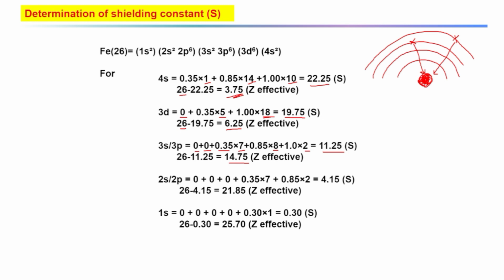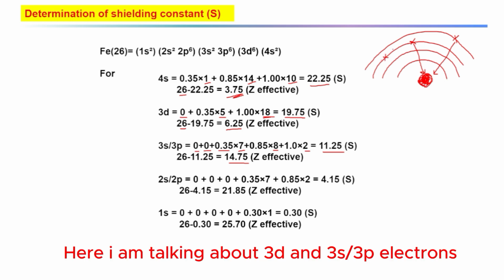as the Z effective. So for the electrons in the 3s and 3p, the principal quantum number is the same, but as the azimuthal quantum number is different, they will have different Z effective, different effective nuclear charge. So they will feel the Z effective to be 14.75, whereas in case of 3D electrons they are feeling only 6.25. So the 3s and 3p electrons will have higher attraction towards the nucleus.